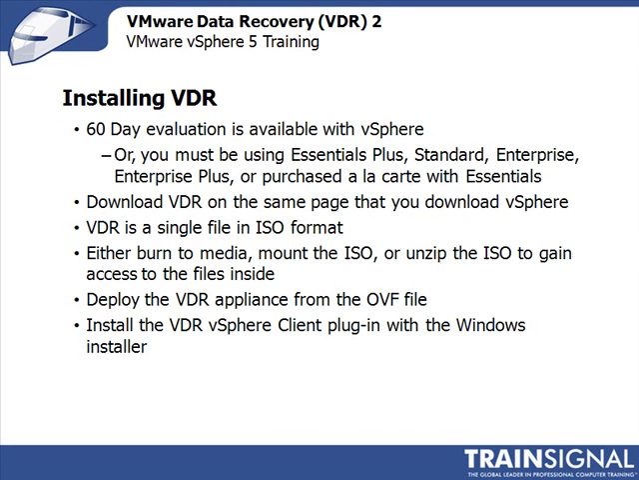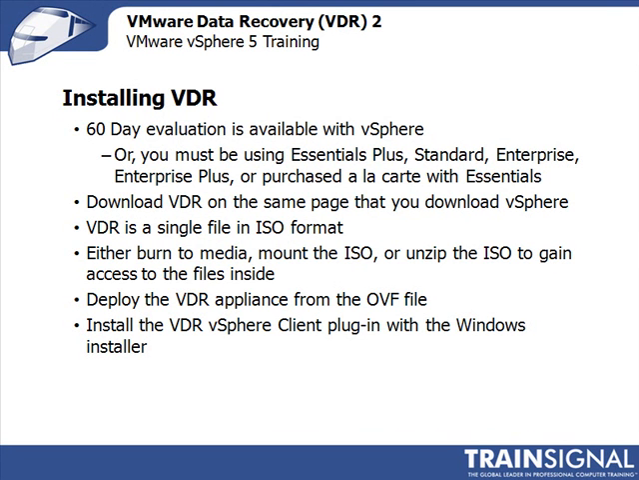I actually mount that ISO onto the vCenter server virtual machine, and then I can gain access to the files. From there, I could use the local vSphere client on the vCenter server to deploy that OVF file inside the VDR ISO file, and then also share out that vSphere client plugin for VDR and access it with my local laptop that I use to administer my vSphere virtual infrastructure.